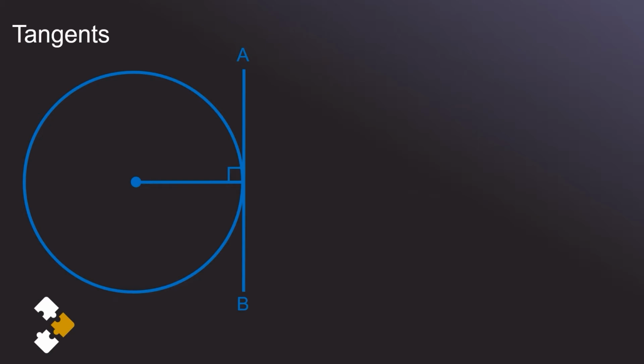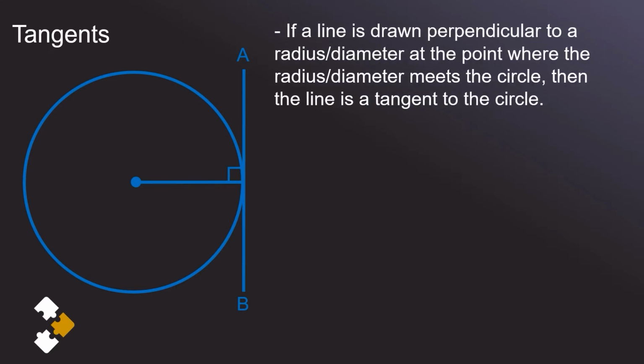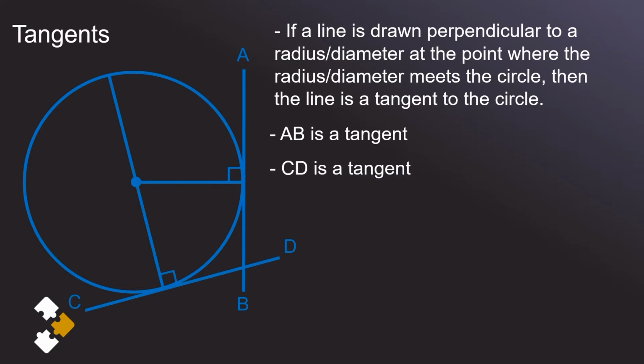Then, if a line is drawn perpendicular to a radius or a diameter at the point where the radius or the diameter meets the circle, then the line is a tangent to the circle. So in the previous one, we said we've got a radius, we've got a tangent, as a result we've got a 90-degree angle. Now we're saying we've got a radius, we've got a 90-degree angle, so that line AB there has to be a tangent. And then the same goes for a diameter and some line that are perpendicular to each other at the circle. That is also going to give us a tangent. So CD there is a tangent as well, and the reason is line perpendicular to radius.